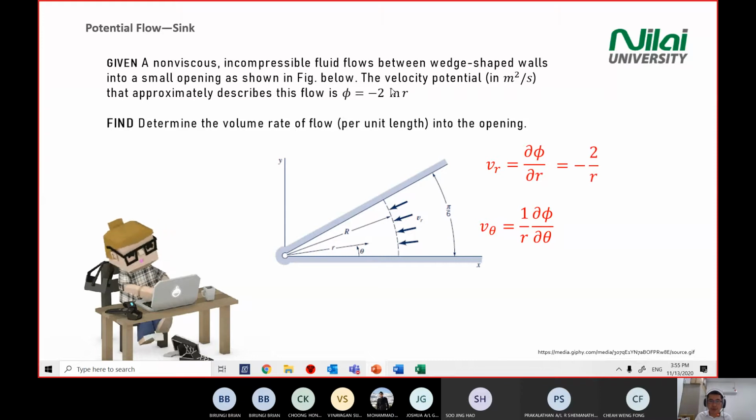If you differentiate your velocity potential equation, -2 ln r, with respect to r, you will get -2 divided by r. This is just a simple differentiation. And since our equation doesn't have theta in it, when you differentiate with respect to theta, you'll get 0. Right?